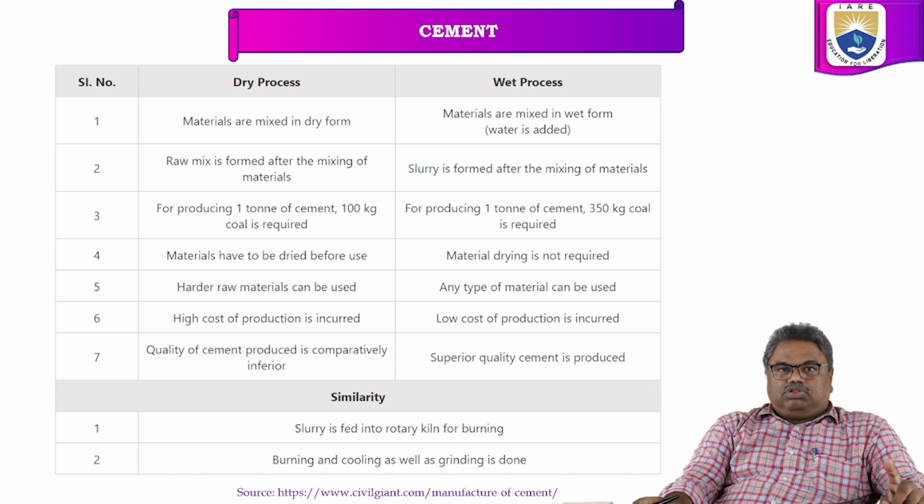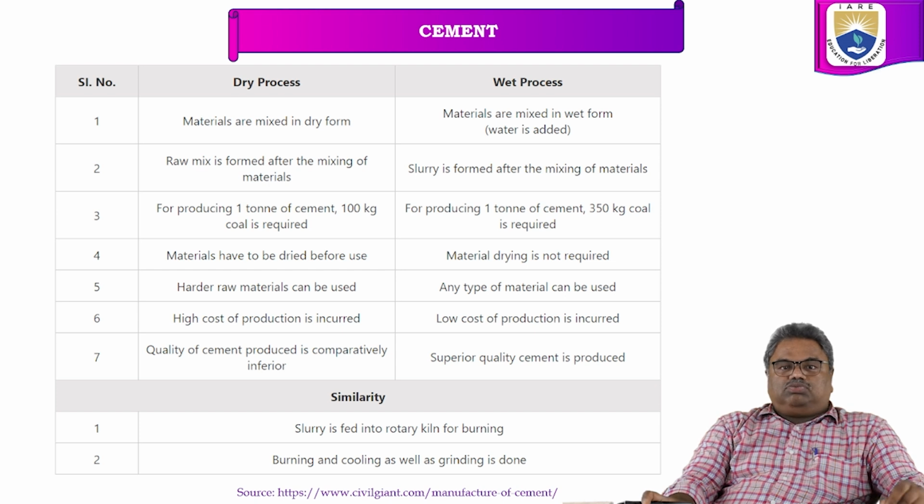Let's come to the fourth one. In the dry process, materials have to be dried before use, while material drying is not required in the wet process, right? And the fifth one: in the dry process, harder raw materials can be used, while in the wet process any type of material can be used.